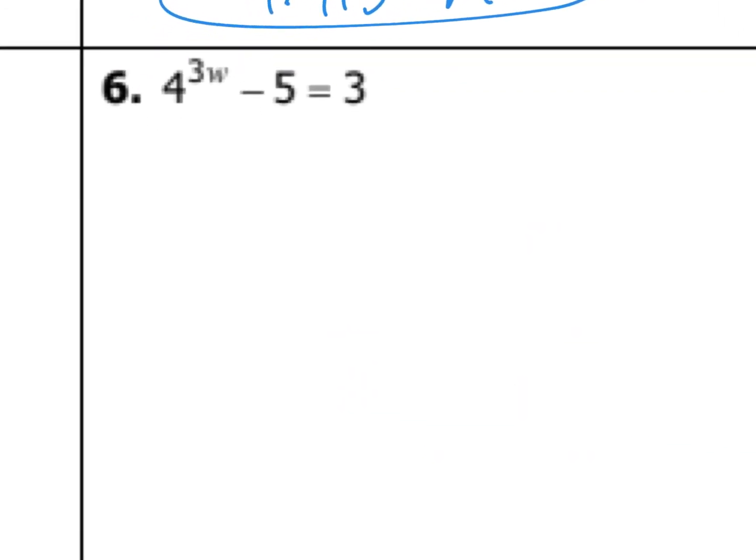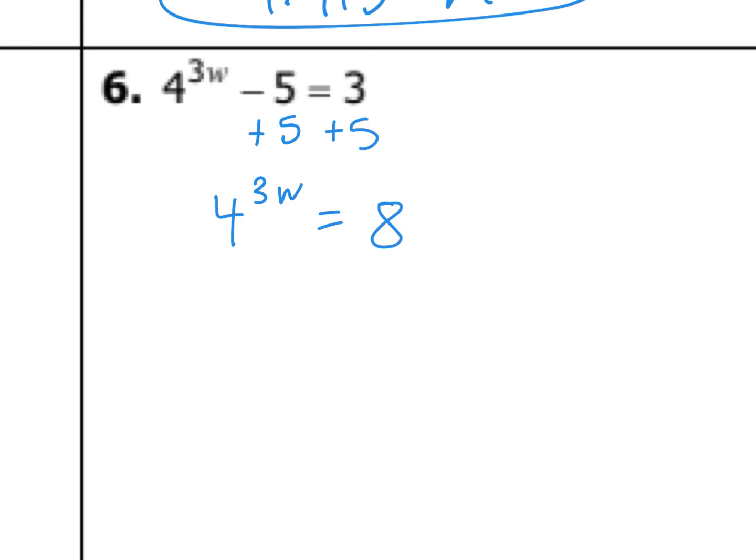But instead of dividing something over, what do you got to do first? Yeah, maybe add something over, so try that one. What's the first thing that we do on this one? Yep, we said add the 5 over, just like if we were solving an equation. So this is 4 to the 3w equals 8.